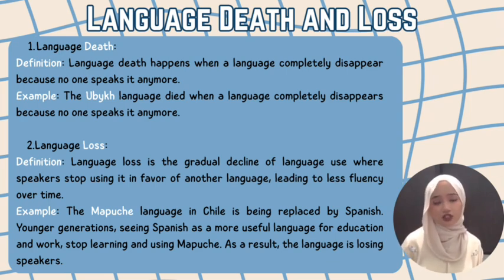Although two elderly speakers remain, they no longer communicate with each other, and as a result, the language is on the verge of extinction. In contrast, language loss occurs gradually when the use of a language declines over time. This usually happens as speakers shift to using another language.